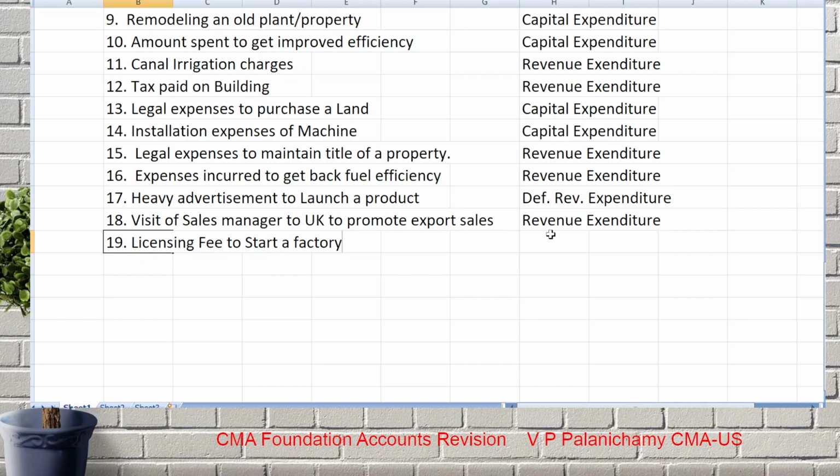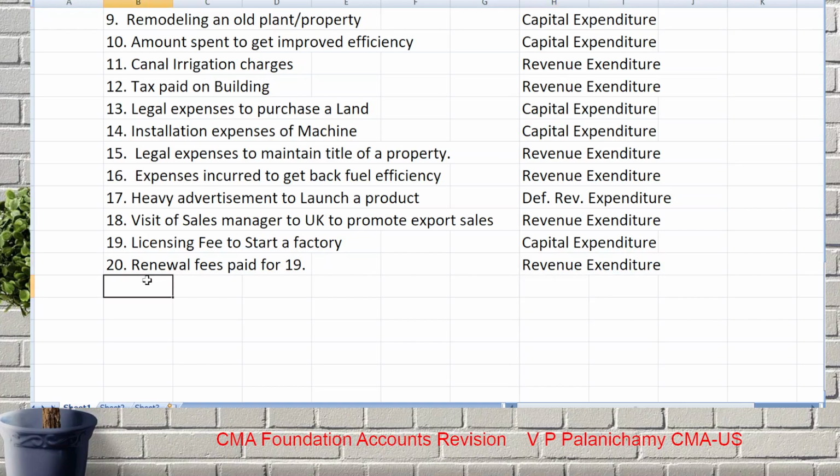Licensing fees to start a factory. Capital expenditure. Every year you have to pay some renewal fees. Revenue expenditure, because the renewal fees will come every year.